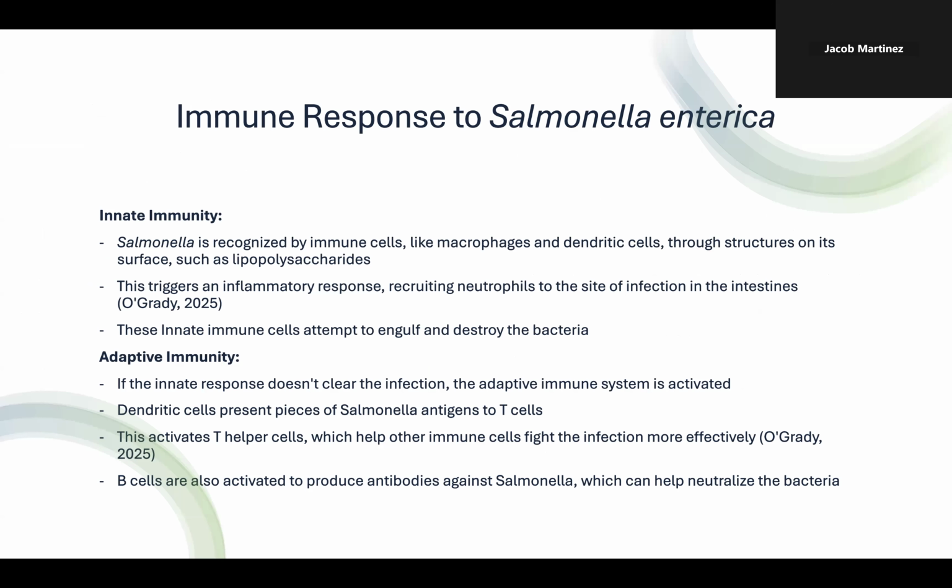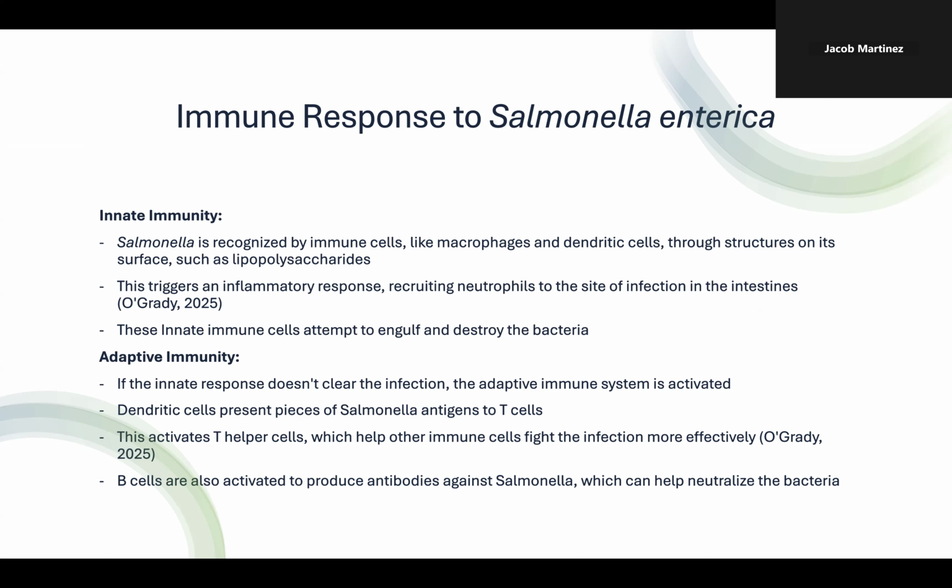Now that we've covered the different ways we can detect and diagnose Salmonella, let's take a closer look at the biological interaction itself. Our body's defense is a two-stage process, beginning with the innate immune system. Specialized immune cells, like macrophages and dendritic cells, immediately recognize structures on Salmonella's surface, particularly its lipopolysaccharides, or LPS. This recognition sounds an alarm, triggering an inflammatory response. This recruits an army of neutrophils to the intestines to fight the infection. Their job is to engulf and destroy the bacteria through a process called phagocytosis.